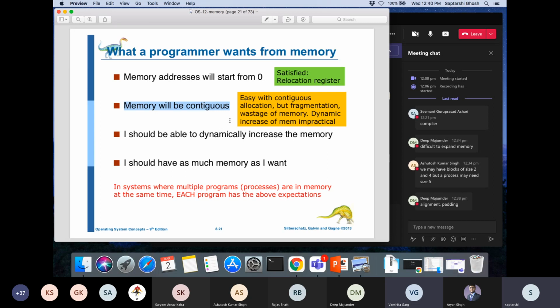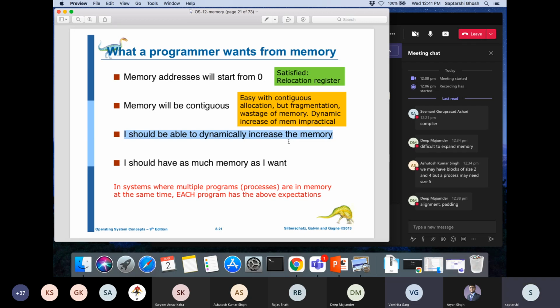In isolation, this is easy to do. Just give a contiguous allocation. But there are problems like fragmentation and wastage of memory. Also, there is a direct collision, or a direct mismatch, with this requirement that we dynamically increase the memory. That is why contiguous allocation is no longer used nowadays.